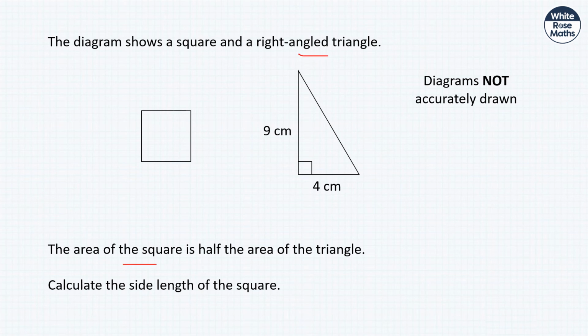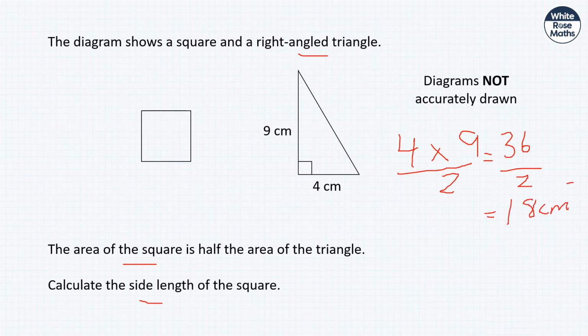The diagram shows a square and a right angle triangle. The area of the square is half the area of the triangle. So calculate the side length of the square. The area of the triangle will be base times height divided by 2. So 4 nines are going to be 36. 36 divided by 2, I get the answer 18. So it's 18 centimeters squared, guys.